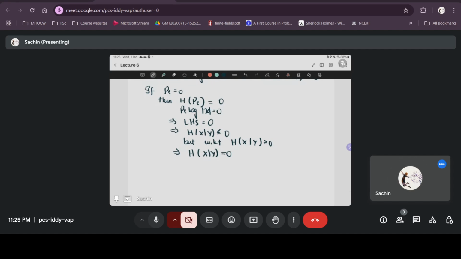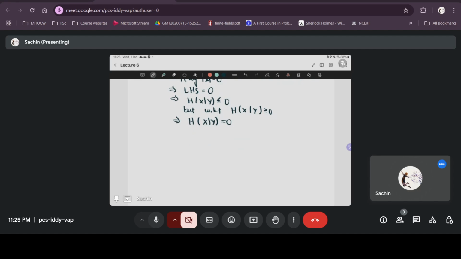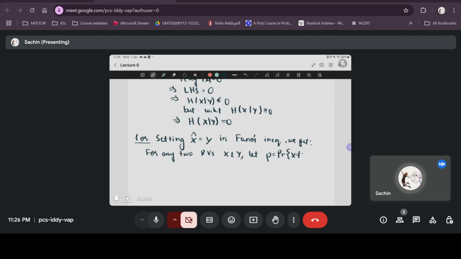Then we have corollaries from Fano's inequality. So one corollary is, suppose the estimator is just y itself. So you have x, then you observe y, and you say my x hat is equal to y. You say that's my estimate. And if you substitute that in Fano's inequality, we get, for any two random variables x and y, let p be the probability that x not equal to y, then h of p plus p log mod x is greater than or equal to h of x given y.